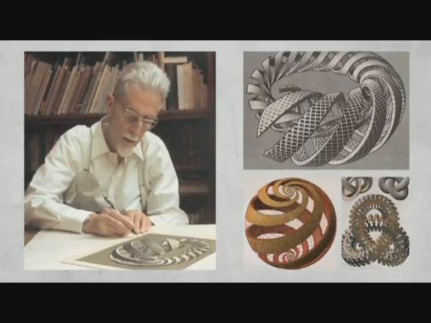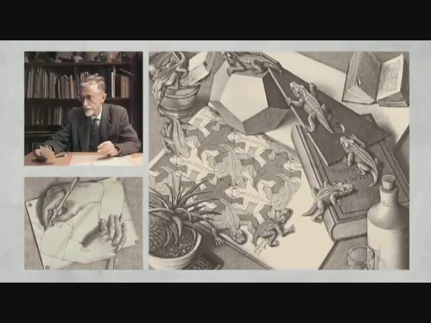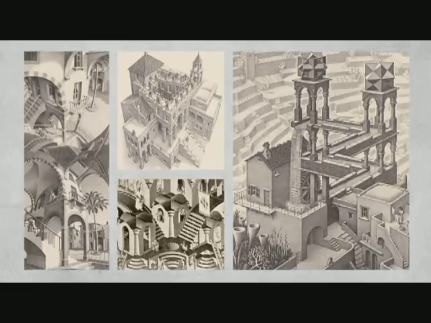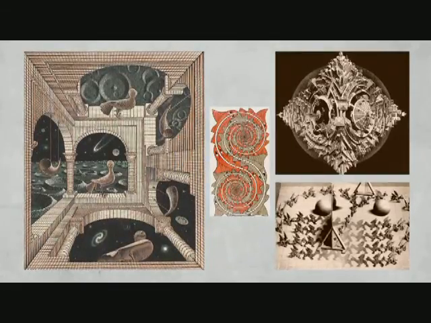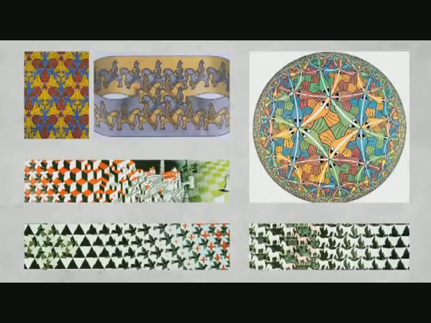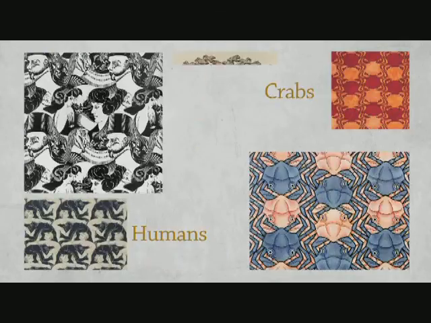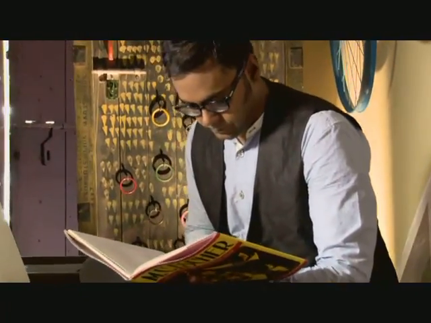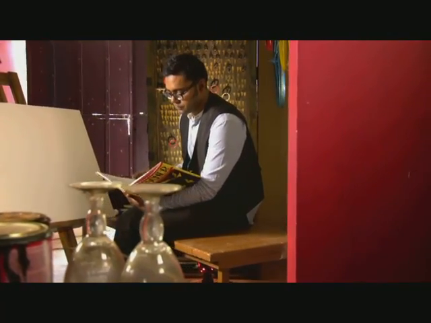He then started working on creating art based on these patterns. The journey was not easy, but he managed to create the most astounding art that spanned architecture, perspective, and impossible spaces. Combining an innate understanding of mathematics and art, Escher created hundreds of tessellated patterns with fish, frogs, birds, crabs, humans, and other beasts. Now Mihir explores some of the techniques that Escher may have tried out. He is then going to try his hand at creating a tiling of his very own.